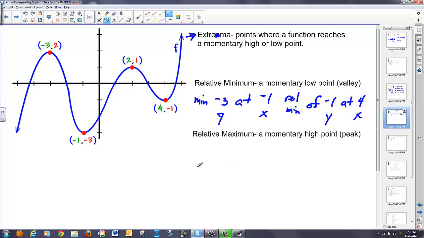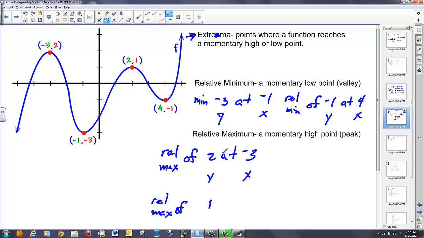If I want to talk about a relative maximum, these are the peaks, so we say a relative max of 2 is the y value, and that happens at -3, once again the y and the x. And then we also have a relative max of 1, and I'm talking about this point up here, at an x value of 2.